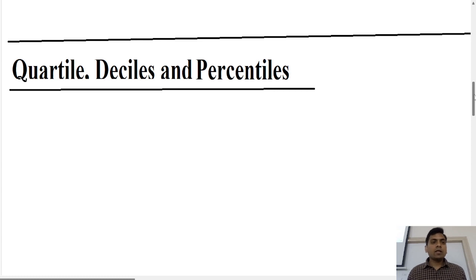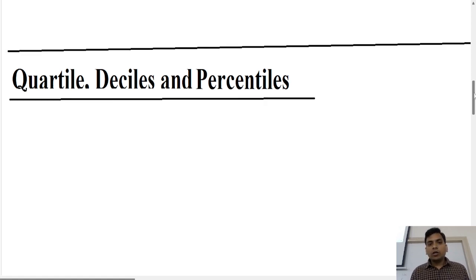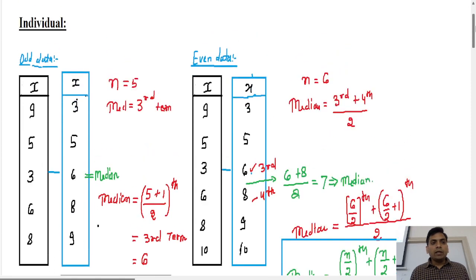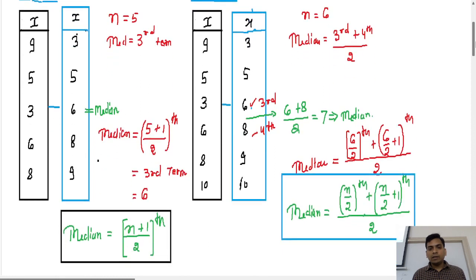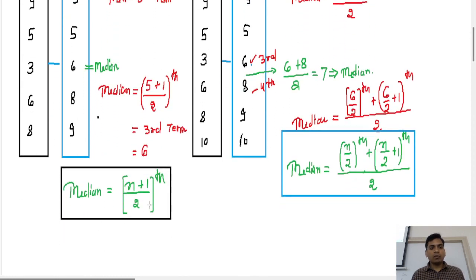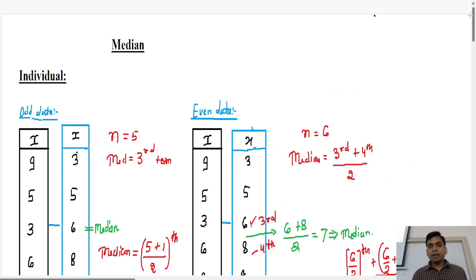So today we will see quartiles, deciles and percentiles with reference to median. In the last lecture I taught median in three situations: individual data, discrete data and continuous data. In individual data, there are two things: odd data and even data. The formula is (n+1)/2, and for an even data set, the average of the middle terms.